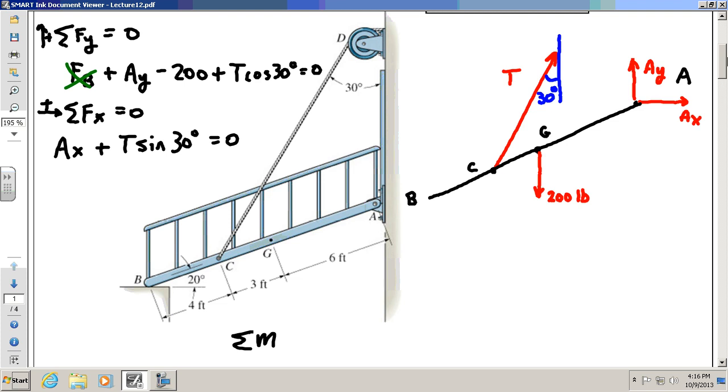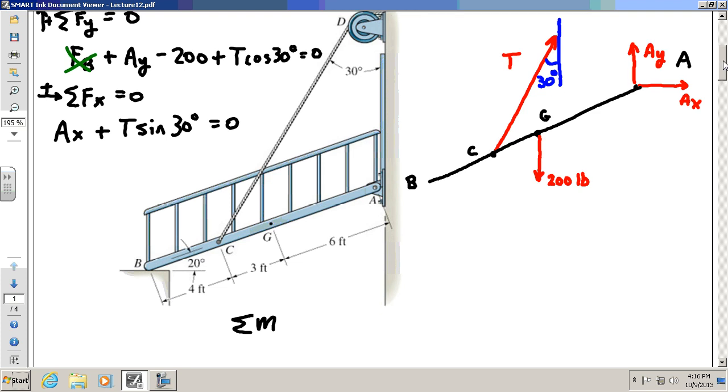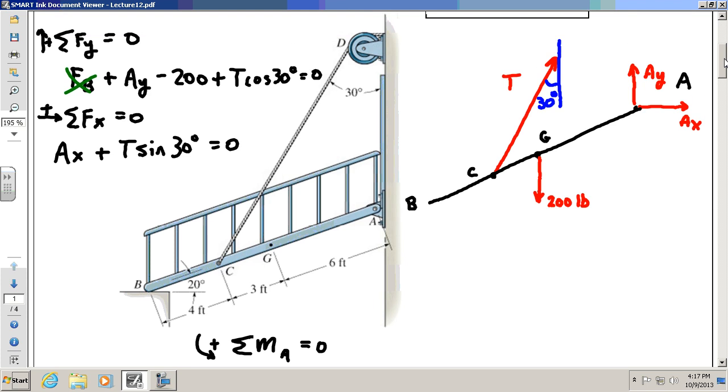I don't even have to mess with those equations, sum of forces in X, sum of forces in Y. I can do it much easier. And that happens a lot. A lot of times, if you can choose a good point for moments, it just breaks down and makes it real simple. Okay. So for instance here, let's go ahead and do that. Let's say the sum of the moments about A is equal to 0. Counterclockwise positive.